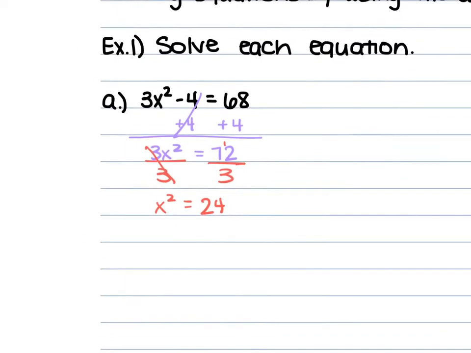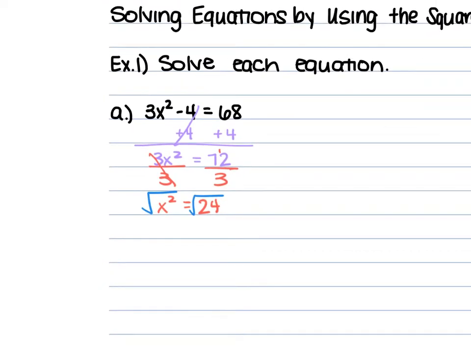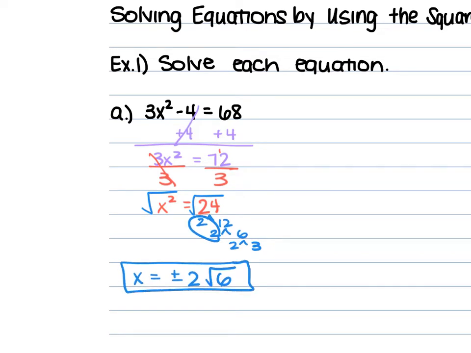From here, we take the square root of both sides. And when we do this, we are not going to be able to take the square root of 24, so we find the prime factorization of it. 24 is 2 and 12. The 12 is 2 and 6. 6 is 2 and 3. So the two 2's group up. This is going to be x is equal to plus or minus 2 square root, and then the 2 times 3 is 6. So plus or minus 2 square root 6.